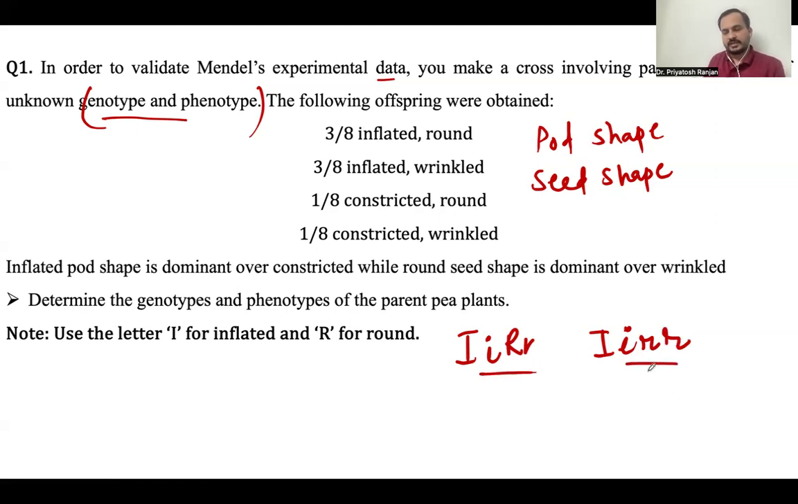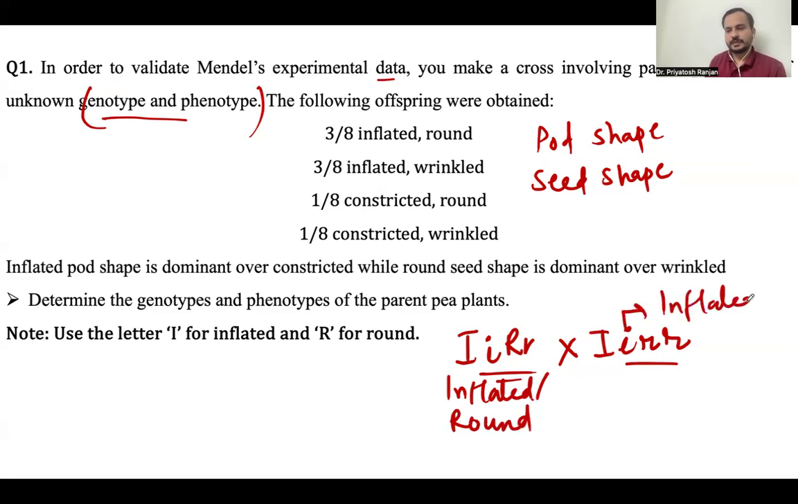Now let's have a look so you can confirm it. What I'm trying to tell you is if you cross parents of such a phenotype and genotype, by the way, what is the phenotype going to be? This is going to be inflated because of the capital I and round because of the capital R, and the other one is inflated and wrinkled because of the small r.